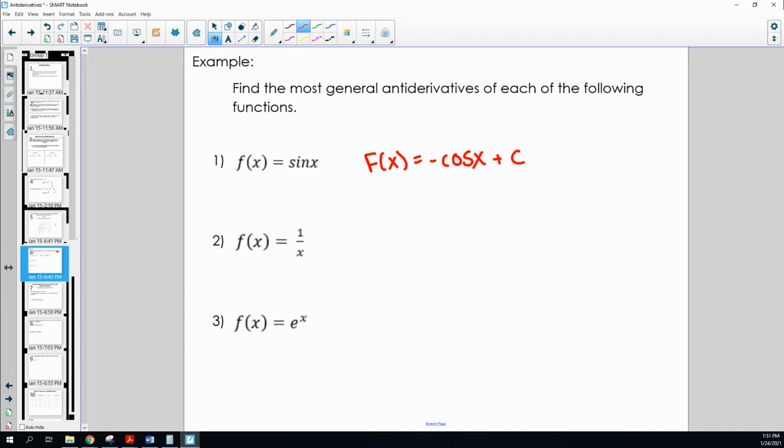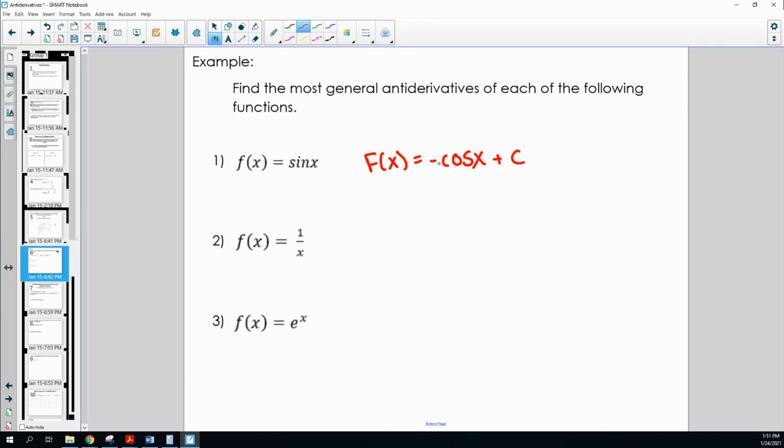We can always double check by taking the derivative of the antiderivative. If I take the derivative of this, the derivative of negative cosine of x is going to be positive sine of x, because the derivative of cosine is going to be negative sine.